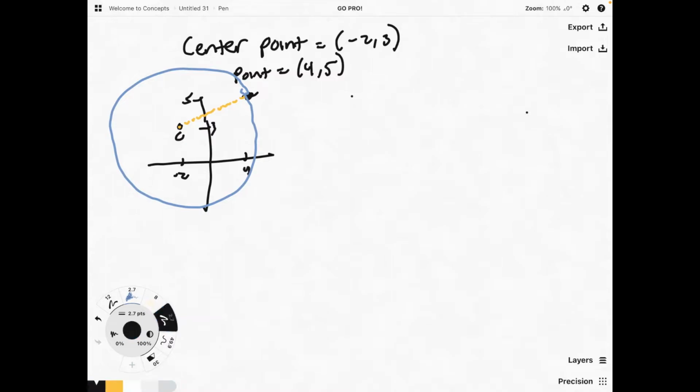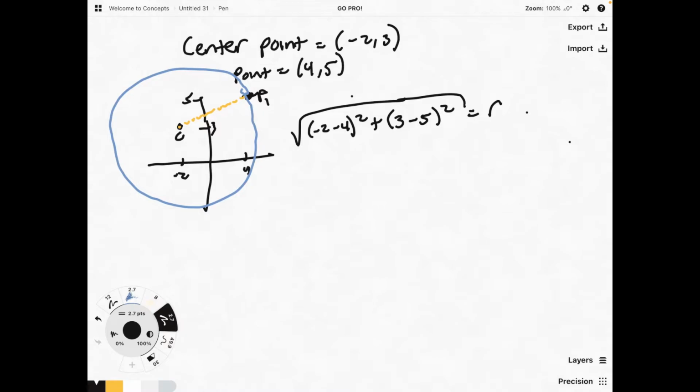What we need to do here is find the distance between point C and the point that they're given, P1. We know that that's equal to r. So we take the square root of (-2 minus 4) squared plus (3 minus 5) squared, and this is equal to r. All we need to do is solve for r.